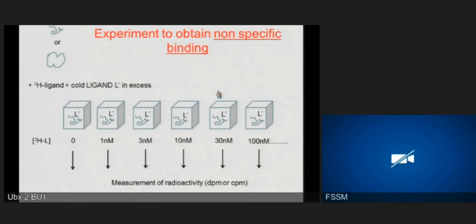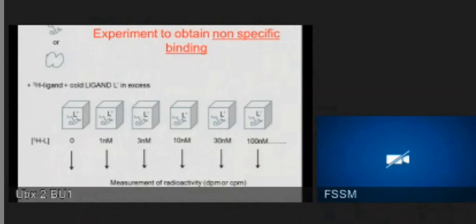Then you are doing exactly the same for measuring the non-specific binding, and you pay the same attention and care for the non-specific binding. Otherwise, you cannot assess the specific binding. So you do the same.